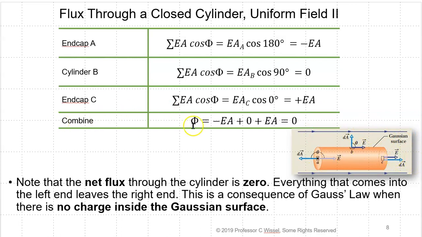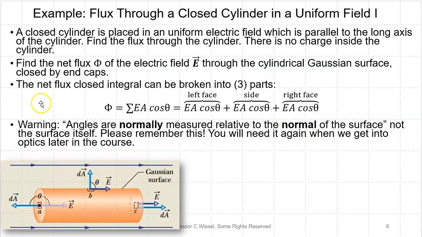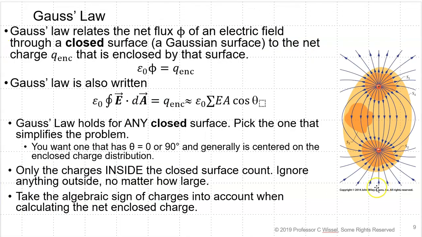So now we combine them up. We just sum them all up. So phi is going to be minus EA plus 0 plus EA. And of course, these cancel out and it ends up being 0. So in other words, what goes in comes out. So the net flux through the cylinder is 0. Everything that comes into the left end leaves the right end. This is a consequence of Gauss's law when there is no charge inside the Gaussian surface. So I actually could have answered this just when they said there is no charge inside the cylinder. That would have told me that the net flux was 0.